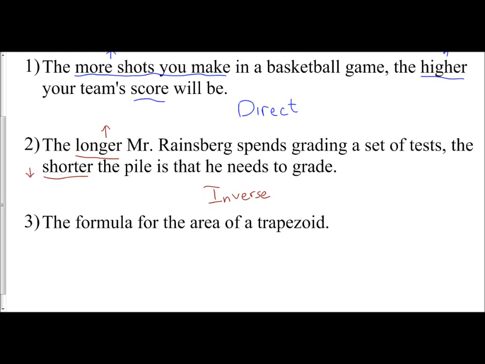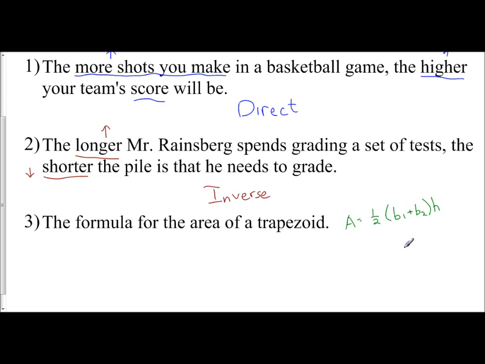And the last one, the formula for the area of a trapezoid. Now this is something then we have to know. And I'll go ahead and write it out for us. We have the area of a trapezoid is represented by A equals 1/2 the sum of our bases times our height.